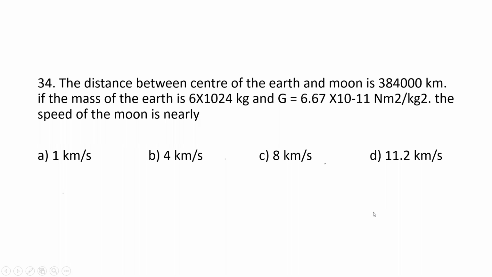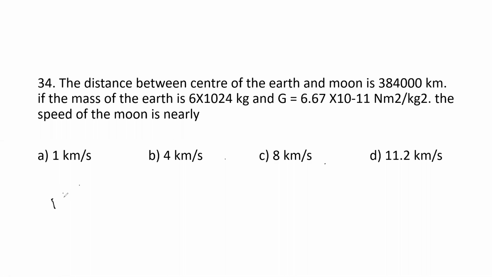Next question. The distance between the center of the Earth and the Moon is 3,84,000 kilometer. If the mass of the Earth is 6 into 10 to the power of 24 kg and G is equal to 6.67 into 10 raised to minus 11 Newton meter square per kg square, the speed of the Moon is nearly. How to do this one?